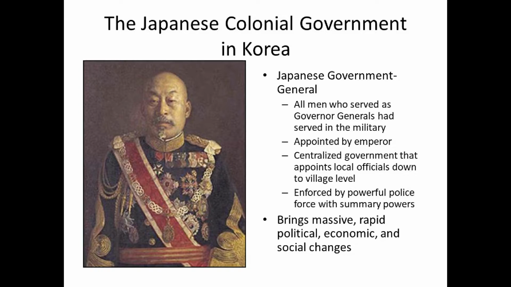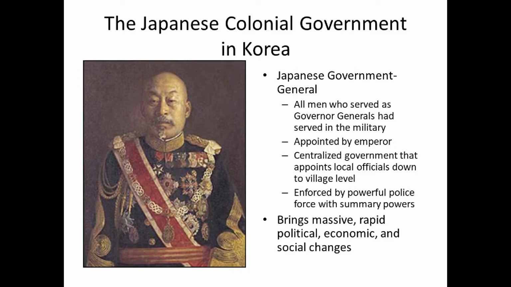All of this is enforced by a powerful police force with summary powers. What are summary powers? Basically, for minor crimes, the police officer would not simply arrest you, but could actually judge your case right then and there. Think about this: if you get a traffic ticket or something like that, you generally have the right to appeal it, for example. Here, you would just have to pay the policeman right then and there, or the policeman also had a right to have you flogged, even for relatively minor crimes. You could be whipped, essentially.